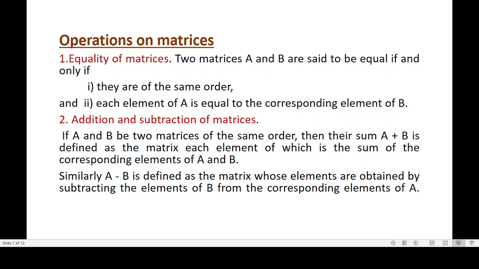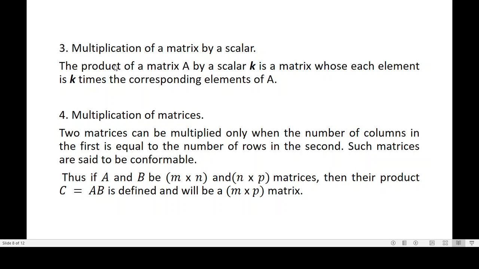Now let us see multiplication of matrices. Under what condition can two matrices be multiplied, and what is scalar multiplication of a matrix? Multiplication of a matrix by a scalar: if a matrix A is multiplied by a scalar k, then it is known as multiplication of a matrix by a scalar, which means each element of the matrix is multiplied by k. That is, each element is k times the corresponding element of the matrix A.